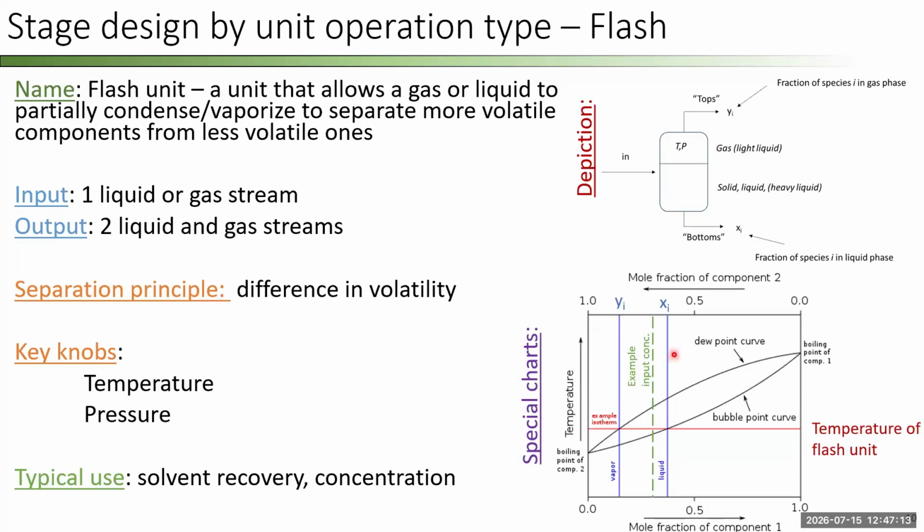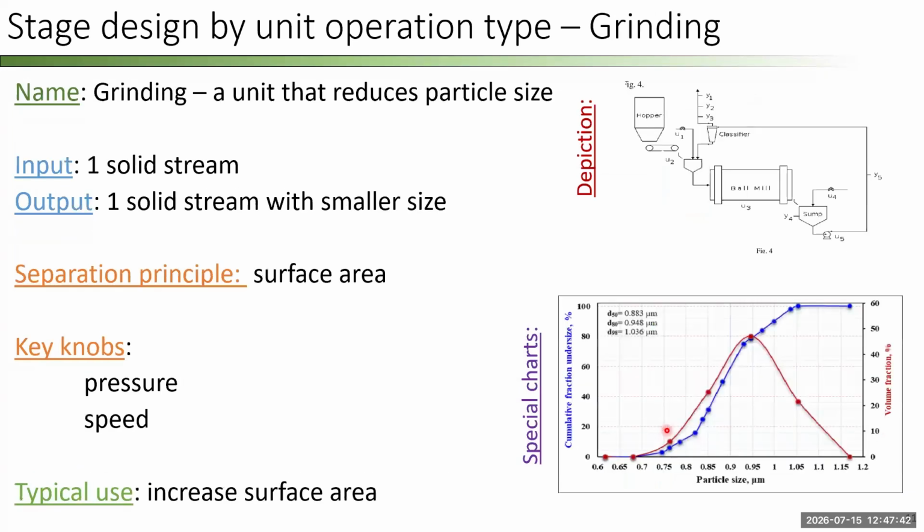All right. So this diagram is all that you need to design your flash unit, right? So the key point is I want to be working within this envelope, and then for whatever concentrations are coming into my unit, I want to pick some operating temperature that lives within this envelope so that we can get a difference in vapor and liquid concentrations.